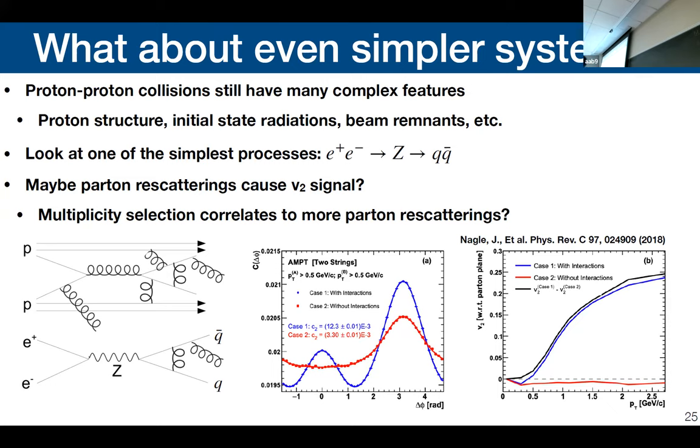And so they said, all right, what if we just take the simplest collision system that we can think of, which is basically an electron and a positron annihilating through a Z boson to make two quarks, right? And these two quarks can interact, but a lot of the complications from the proton-proton collision are gone, right?